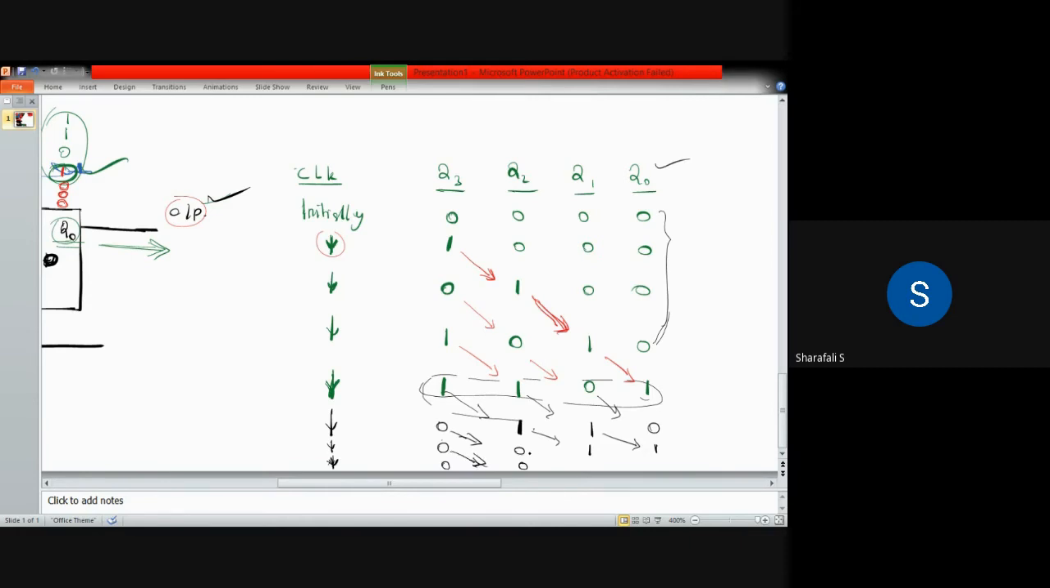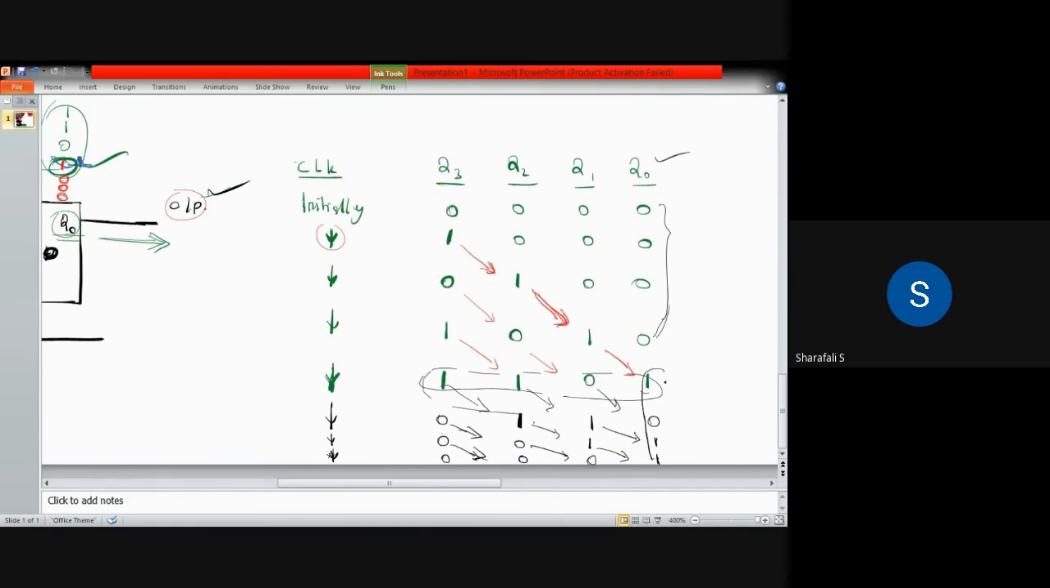Q2, from Q2 it will be shifted to Q1. This 0 will be shifted, this one will be shifted to this one. And now if you look, we will have this data, which is exactly what you required, 1101, in this one. Okay, so this is the serial input, serial output shift register, which is in the right shift mode.